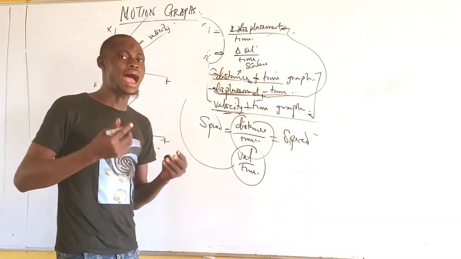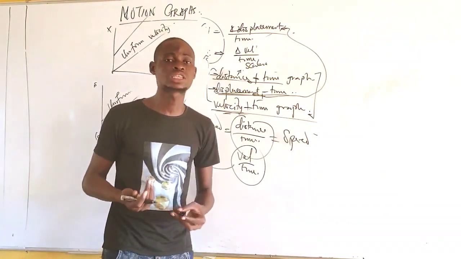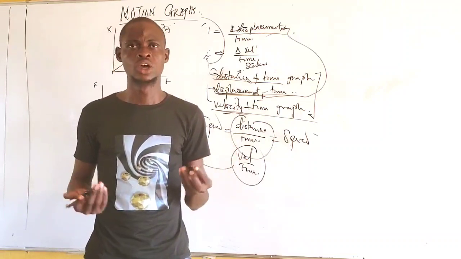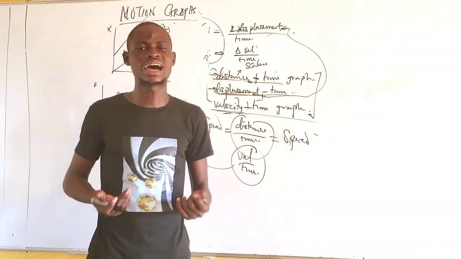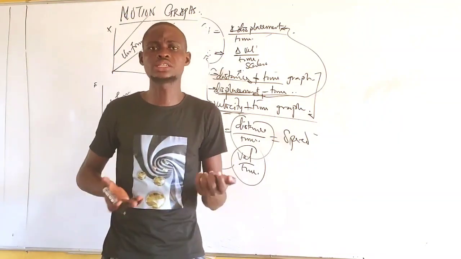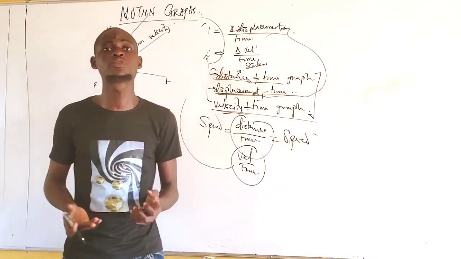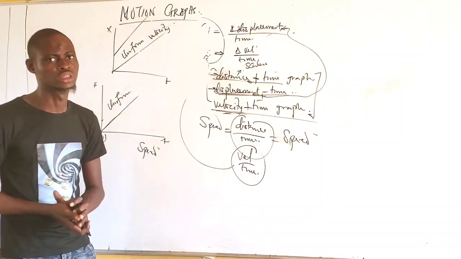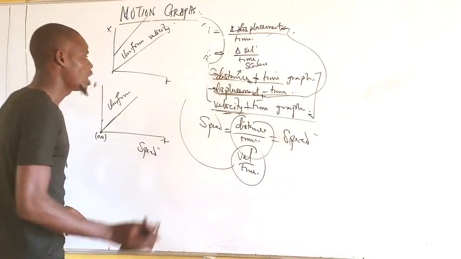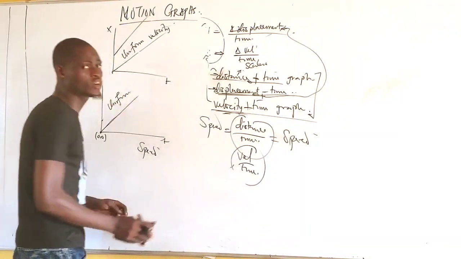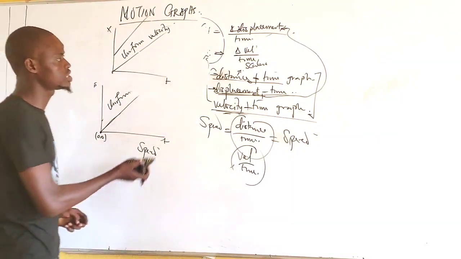Why? Because velocity over time tells us about the acceleration of the body. What do you mean by acceleration? As in how the body is moving. Is it moving fast or is the body moving slow? That is a function of acceleration. Now, we can also describe the acceleration of a body using a graph. How do we do the description?